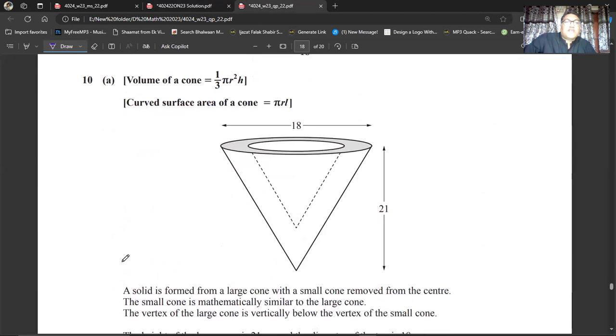Okay, so we are going to question number 10. Question number 10A part. He says the volume of the cone is given by the formula 1 by 3 pi r square h. The curved surface area of the cone is given by pi r L. Here L stands for the slant height, the h stands for the vertical height of the cone, and the r stands for the radius of the cone. They say a solid is formed from a large cone with a small cone removed from the center. The small cone is mathematically similar to the large cone. The vertex of the large cone is vertically below the vertex of the small cone.